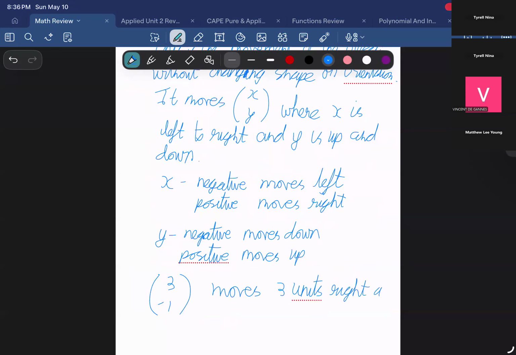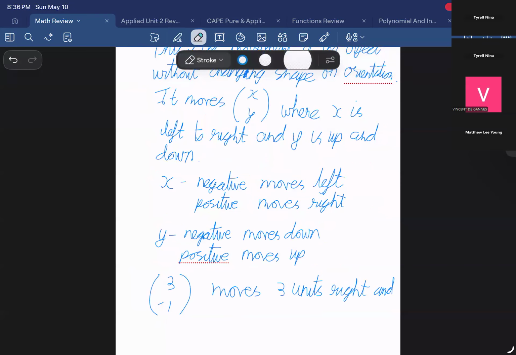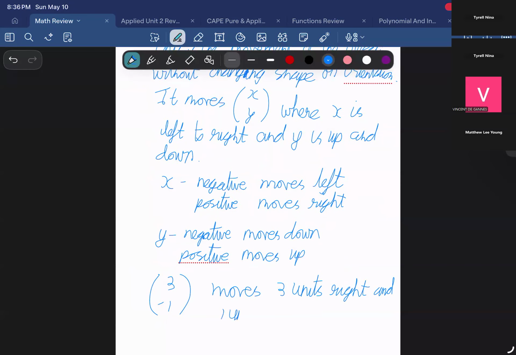1 unit left. Left? Nope. Top. Right. That's all you need to know with your transformation.